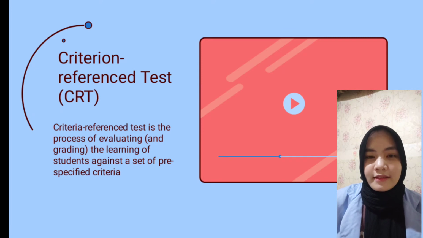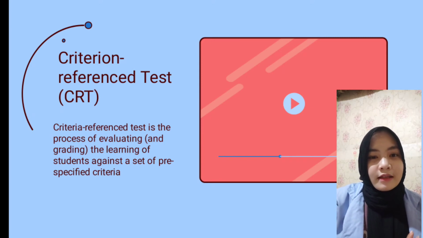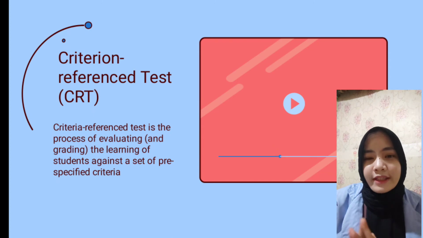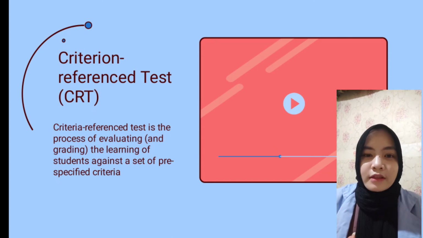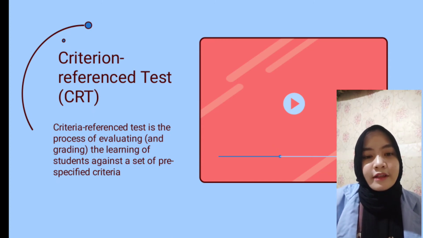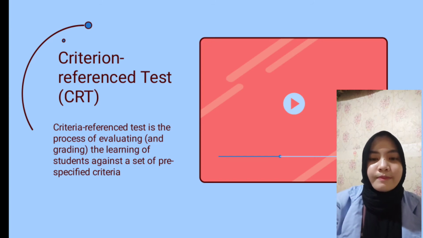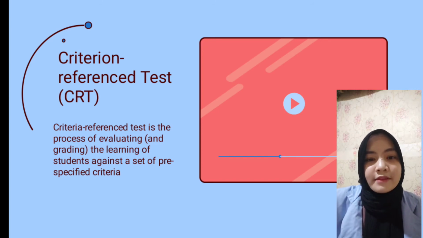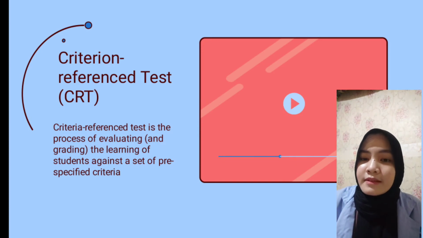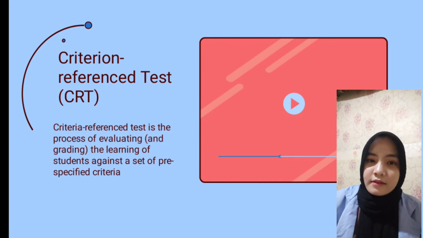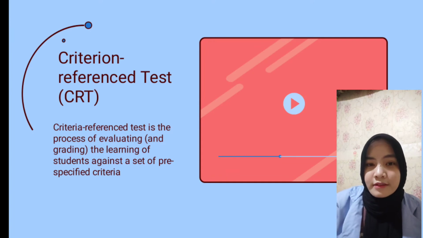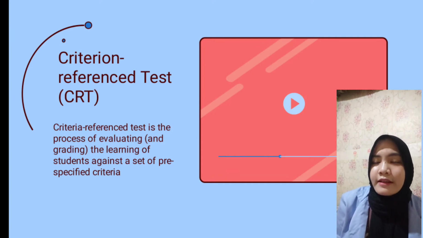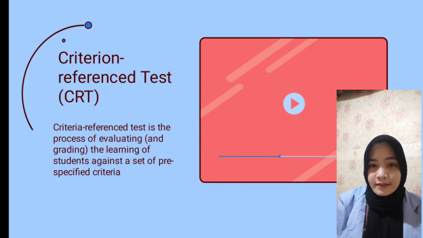CRT is a test that measures a test taker's performance according to a particular standard or criterion that has been agreed upon. The test taker must reach this level of performance to pass the test, and a test taker's score is interpreted with reference to the criterion score rather than to the scores of other test takers.